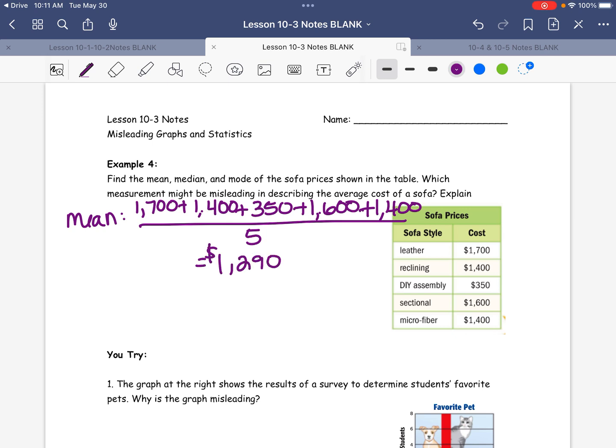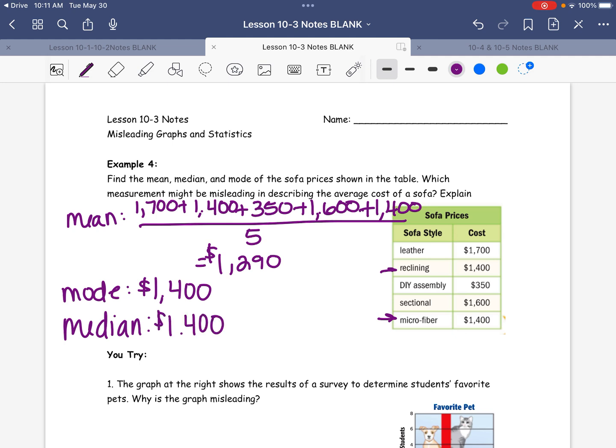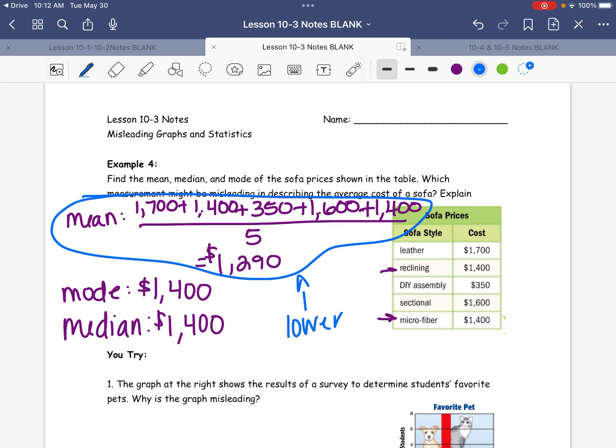My mean ends up being 1,290. My mode is the one that occurs most often. There are 2 with 1,400, so 1,400 would be our mode. Our median is our middle number, so I would line up all of the numbers and see that our median is also 1,400. It's asking which one is misleading, and it would be the mean, because the value of the mean is lower than all of the data.